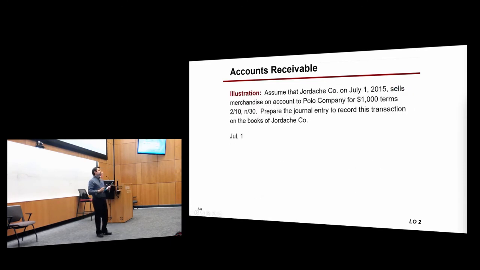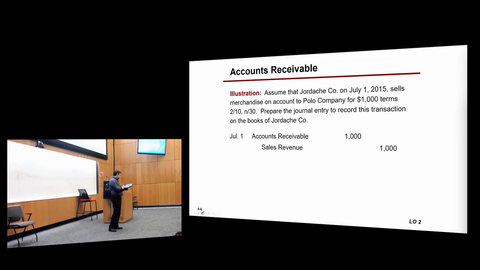Okay? So let's start with this one. Assume that the company sells merchandise on account to Polo Company for $1,000, terms 2/10, net 30. You need to prepare the journal entry to record that transaction. You made a sale on account. So what happens? You debit what? Accounts receivable, you credit sales revenue.